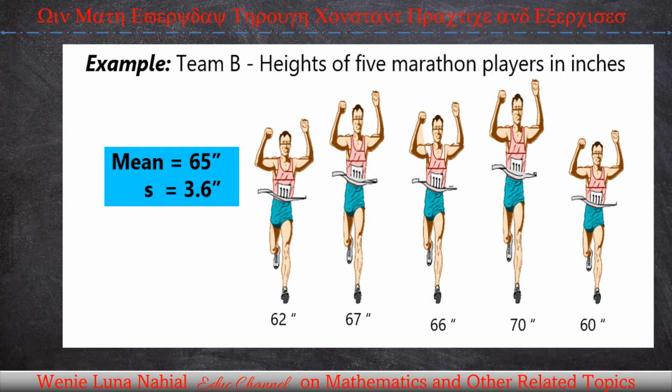Then in the next illustration, heights of 5 marathon players in inches. Okay, the mean is 65, just as in the first illustration. But in the first illustration, the standard deviation is 0 because all the players have the same height. But here, the standard deviation is 3.6. That is because the marathon players have different heights or their heights vary.